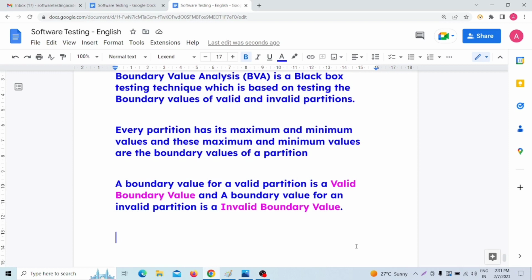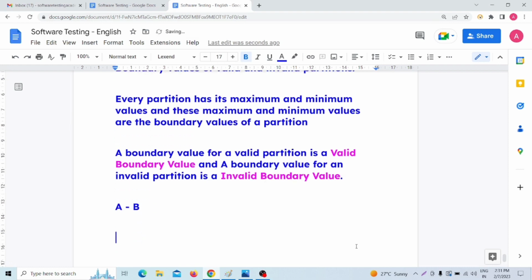The formula says that if you have a range of values between A and B, A to B, then the formula is A plus 1 and A minus 1, and the same for B: B plus 1 and B minus 1. So suppose you have a range of values between A to B, then the formula for boundary value analysis is A plus 1, A minus 1, B plus 1, and B minus 1.